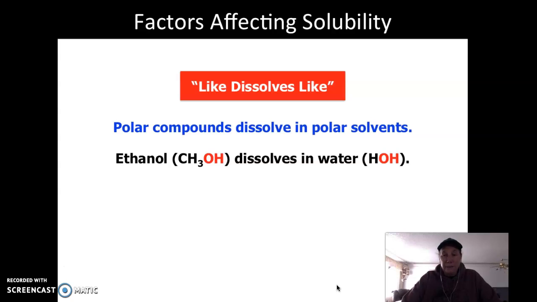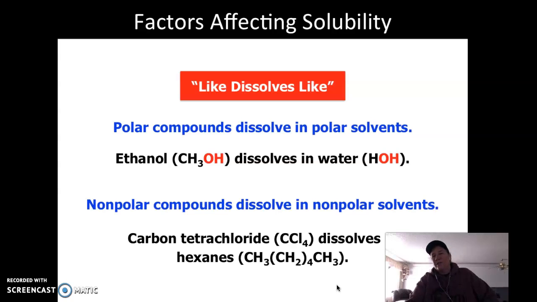If you put two nonpolar together, they'll dissolve each other. But if you put a polar and a nonpolar, they won't. Okay? So nonpolar dissolve nonpolar solvents. And again, this is carbon tetrachloride. It's one of the things they use in dry cleaning. But if you put carbon tetrachloride in water, because water is polar and carbon tetrachloride is nonpolar, they're not going to dissolve each other.